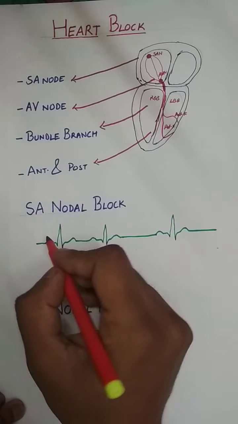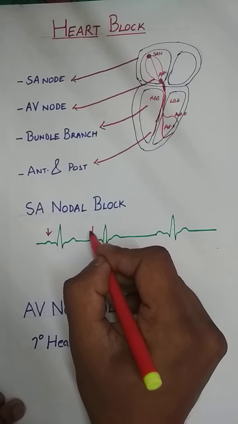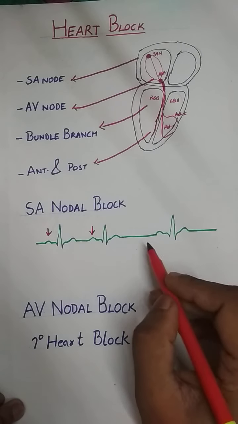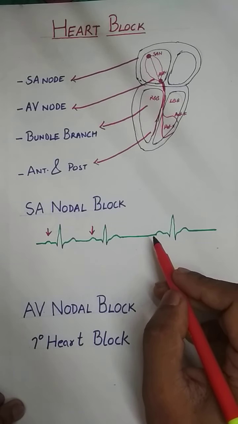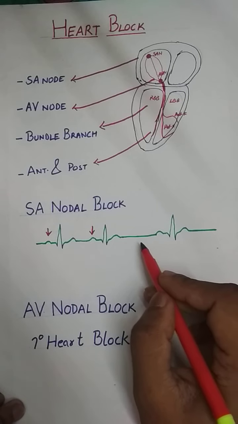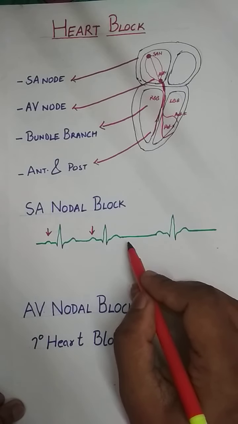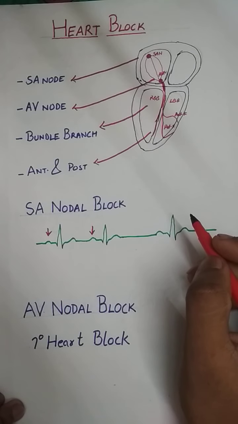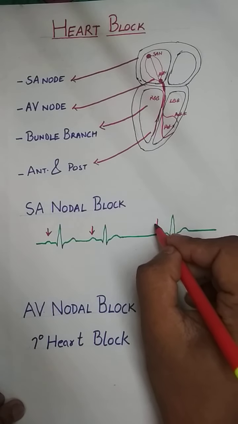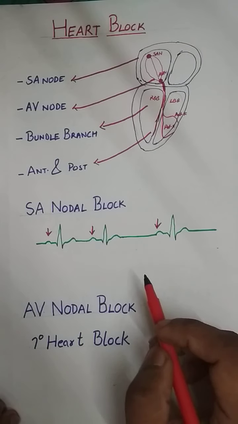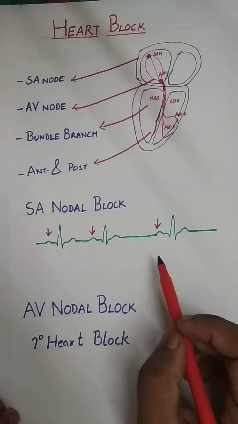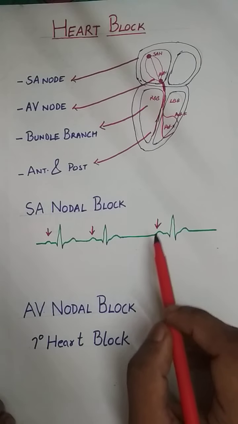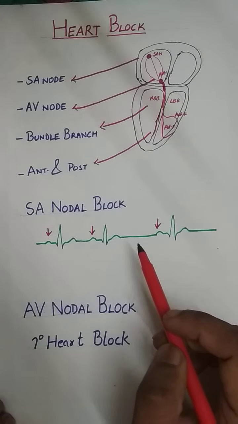As we can see here, there are P waves, but occasionally there is no production of impulse. Occasionally the SA node might be producing impulse, but it is not transmitted, leading to a flat baseline, followed by the next impulse produced by the SA node being transmitted, followed by a normal ECG pattern. So the SA node might produce impulse, but the impulse is not coming out. This is the finding of SA nodal block.